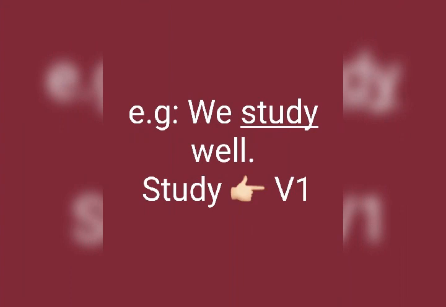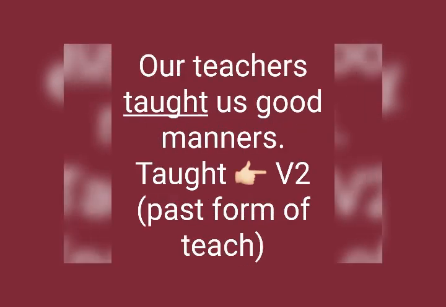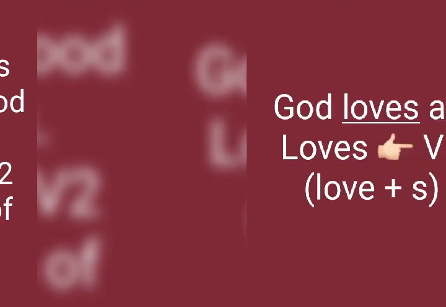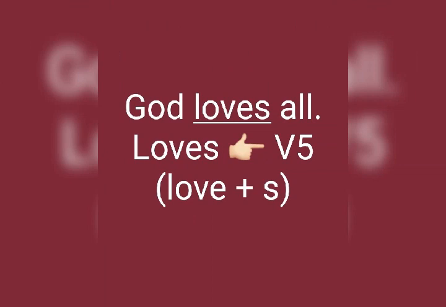A clause which includes a finite verb is called a finite clause. For example, when I reached home, my mother gave me a cup of coffee. Here there are two clauses. When I reached home, it's a subordinate clause because it's not complete. My mother gave me a cup of coffee. It's a main clause because it gives the complete sense.